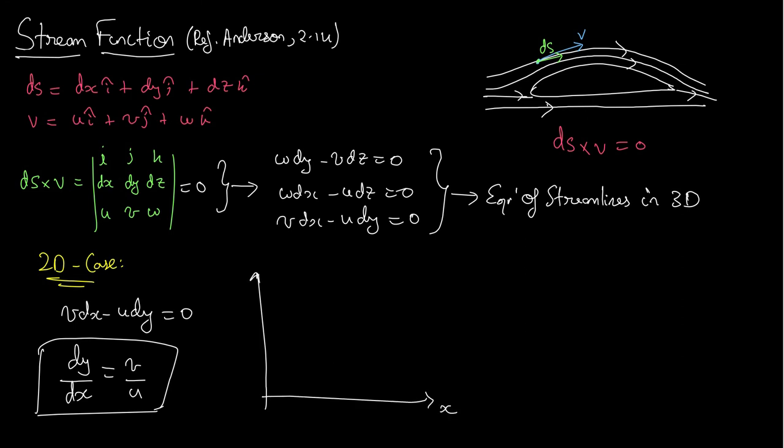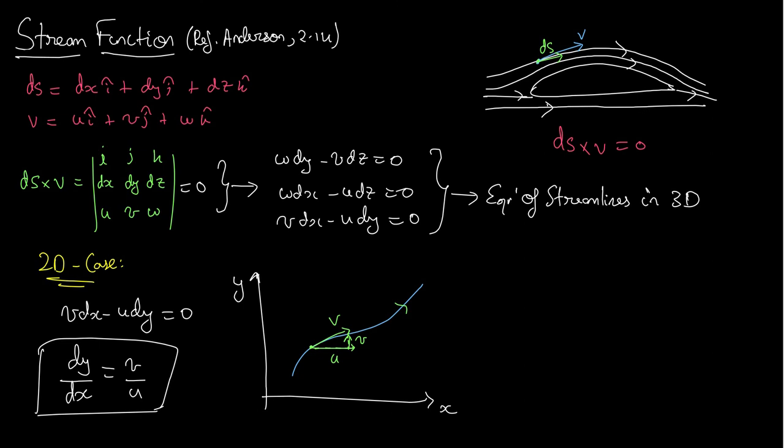Just to give a small graphical view, consider this to be the x-axis, y-axis, and suppose I have a streamline that goes like this, and I consider a particle here, a small element, so it has a velocity v here like this. If I take the components, this will be the vertical component v, and this will be the horizontal component u. We also know that dy by dx is the slope of the tangent at that point, so we can say that the slope is equal to the y component divided by the x component. This is how you can graphically interpret it.